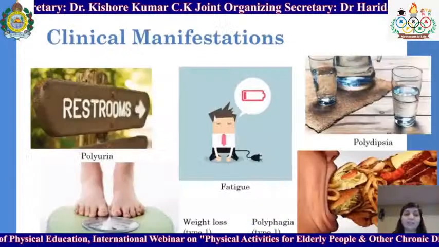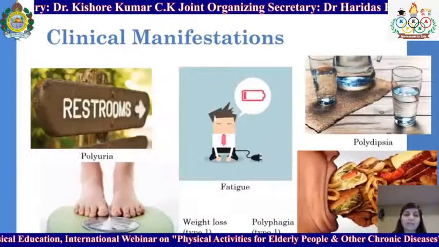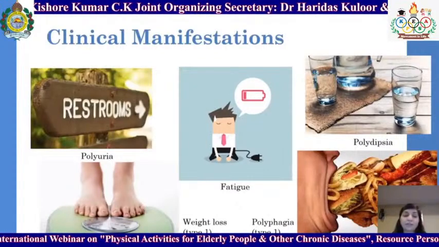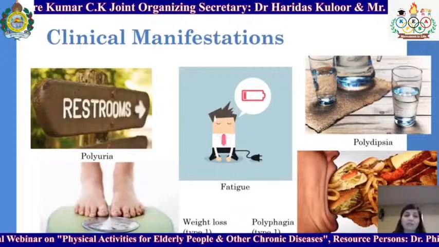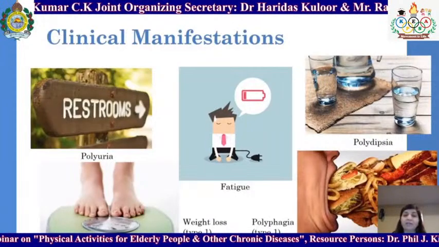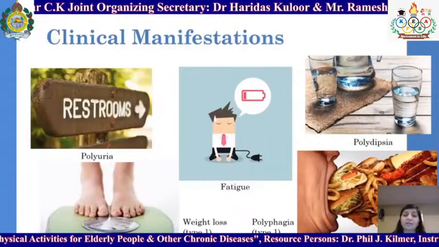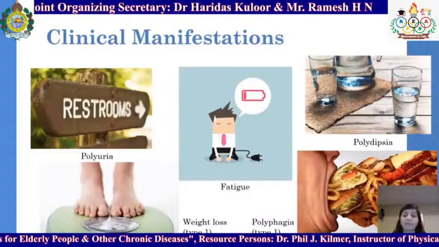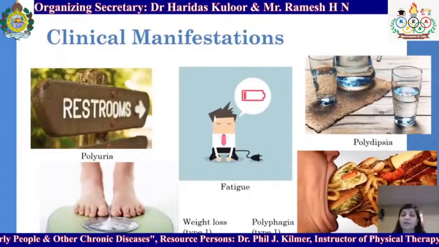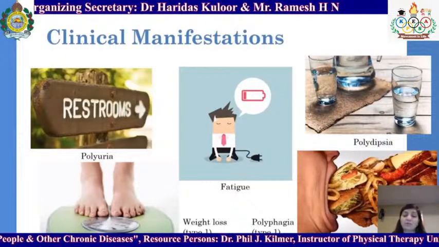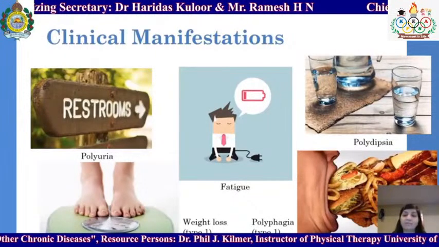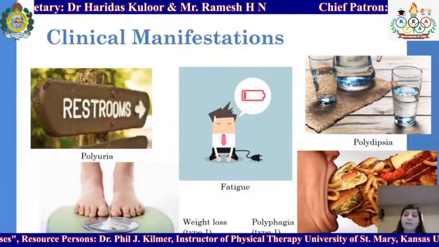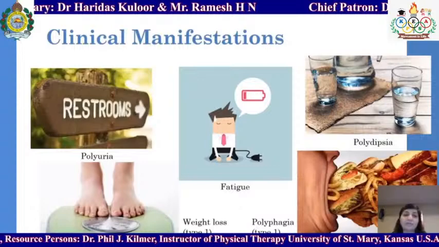Here is how a patient can present with diabetes. They would have frequent urination, they would go to restrooms often, and frequent urination is called polyuria. They will be fatigued. There is going to be weight loss, but this weight loss specifically happens in type 1 diabetes. Patient is going to be hungry. That is also very characteristic of type 1 diabetes. Patient is going to be thirsty a lot also. That is called polydipsia, the thirst.